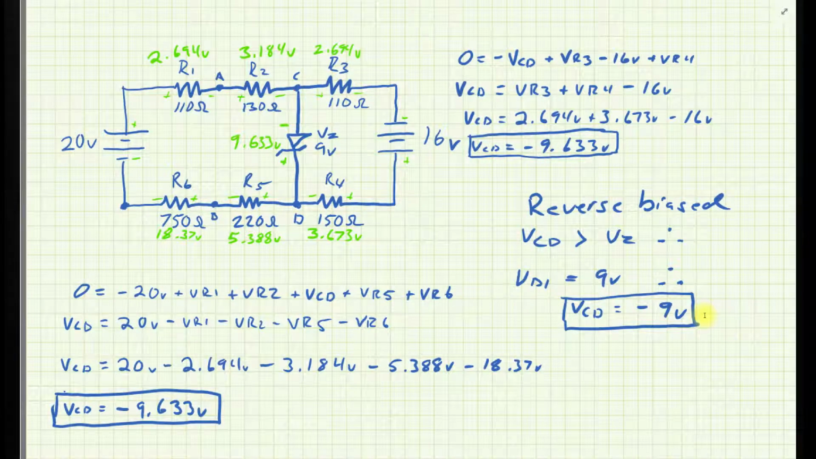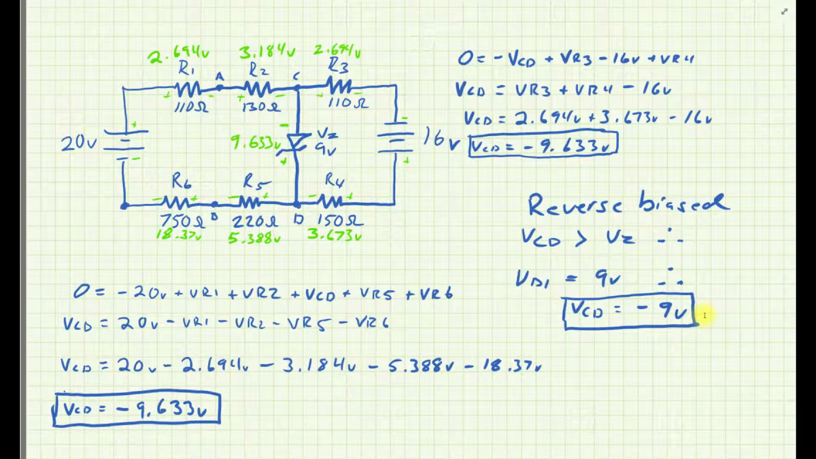So in the previous few steps, I was able to determine that the voltage from C to D provided by the circuit, so the voltage that the Zener diode would see in reverse bias, is minus 9.633 volts, which is just barely over the Zener diode rating of 9 volts that we saw in the previous step.